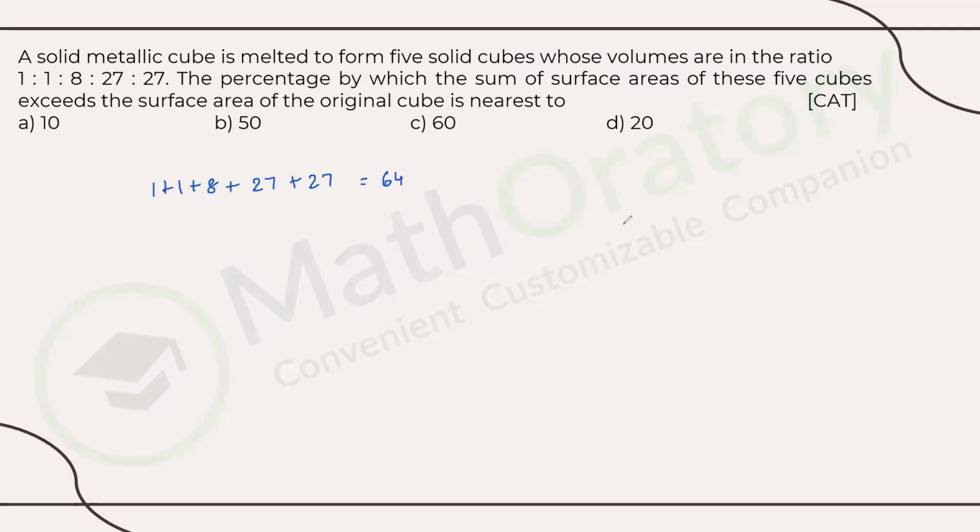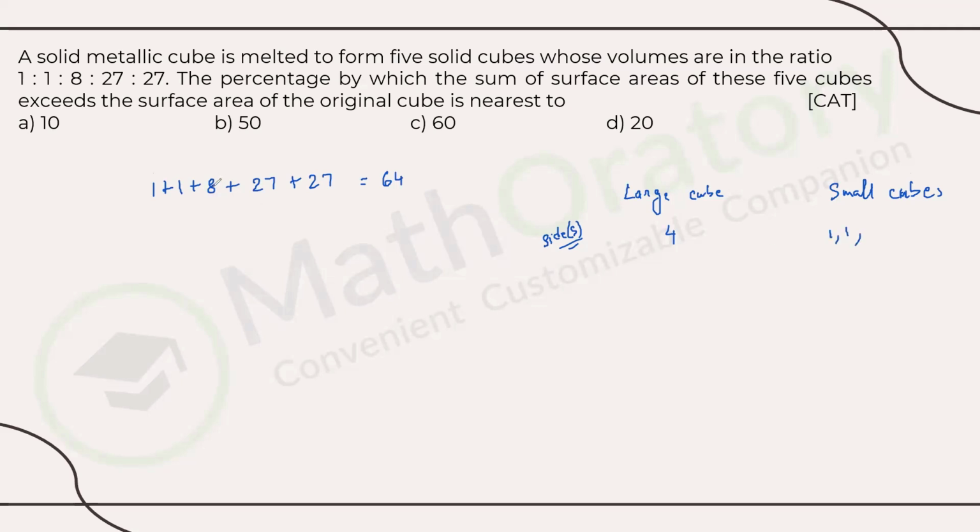Now let us relate. So we had a large cube to begin with, and we have some small cubes after the breaking is done. So what about the sides of the respective cubes? The large cube has a volume of 64, so the side should be 4. What about the small cubes? The first two have sides of 1 and 1.